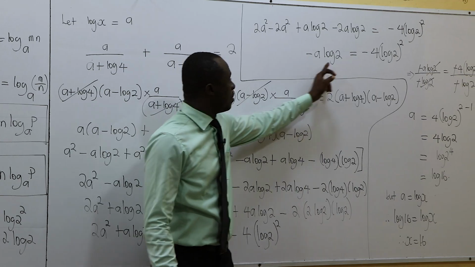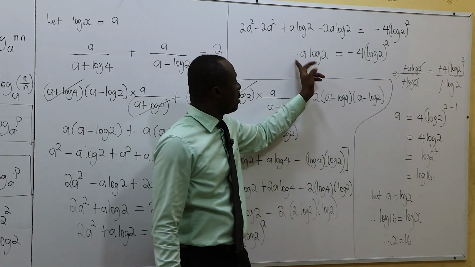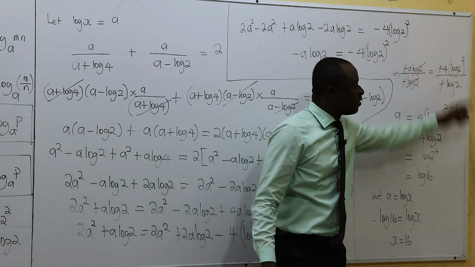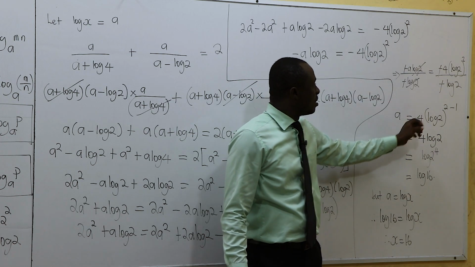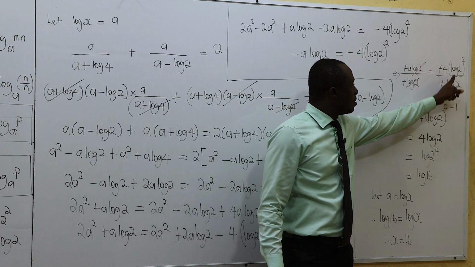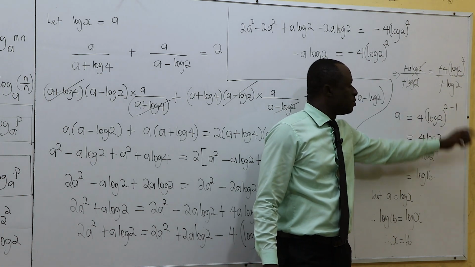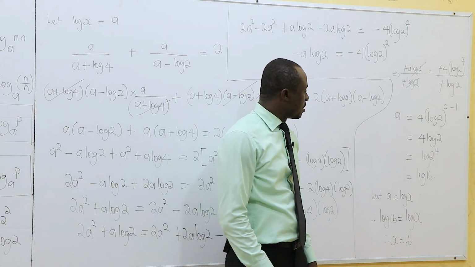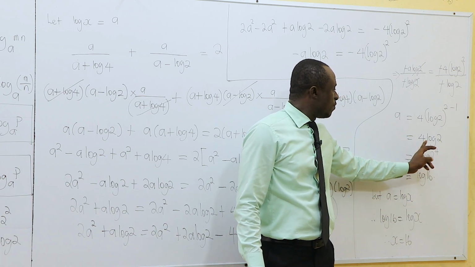Now we have negative a log 2 equals negative 4 times log 2 to the power 2. We want to find a, so we divide through by what is multiplying a, which is negative log 2. Now the negative cancels the negative, and log 2 cancels log 2, and we have a. Then on the other side, log 2 to the power 2 over log 2 is 2 minus 1, because this is to the power 1. When the bases are the same and we are dividing, we subtract. Clearly 2 minus 1 is 1, so we have 4 log 2.